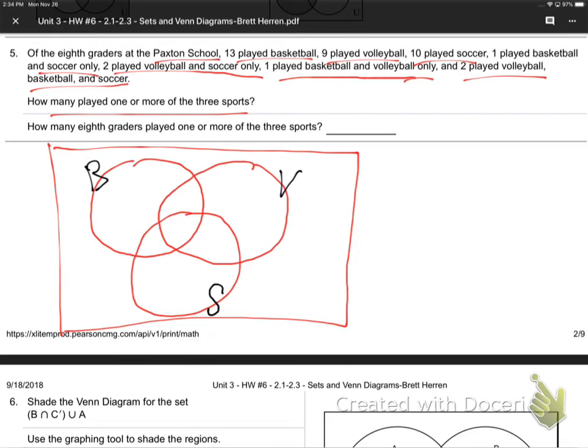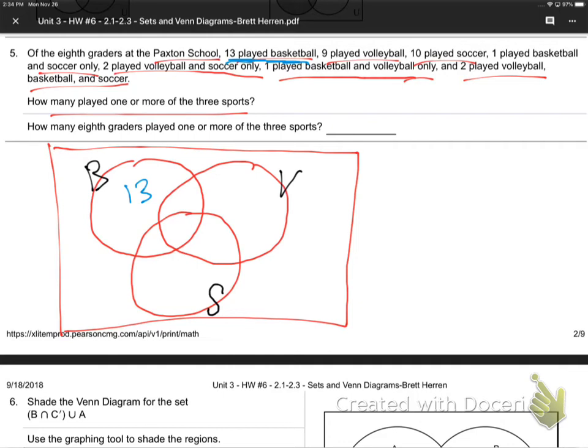Here we go. 13 played basketball. So I'm going to put numbers in now. So does that mean 13 right there, right? 13 played basketball. Are we good so far? Is this making sense? Because that's completely wrong. I hope you see that.